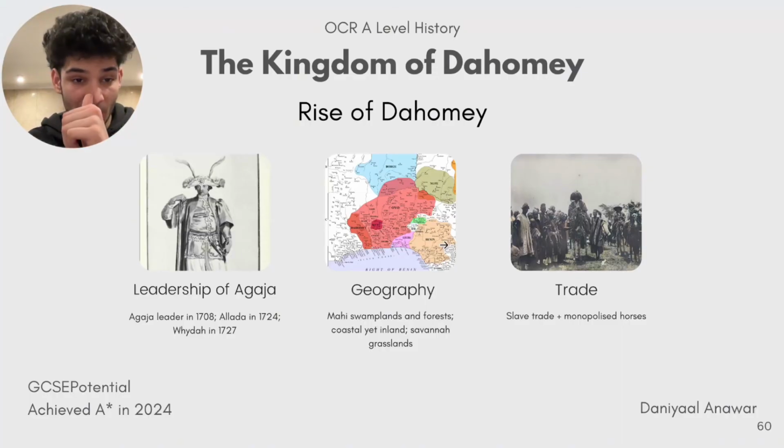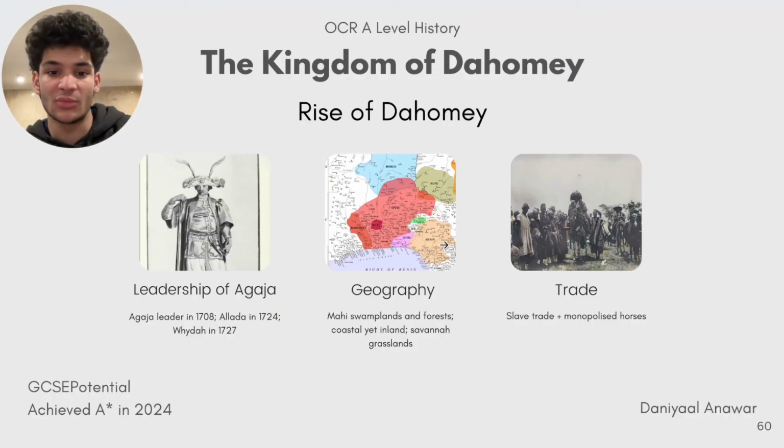The final point is there were savanna grasslands within Dahomey, which I guess was good for cultivating land, but as well as that, it was nice to use horses and cavalry there. I think they used quite a bit of horses, which I guess is mentioned here for the third point.